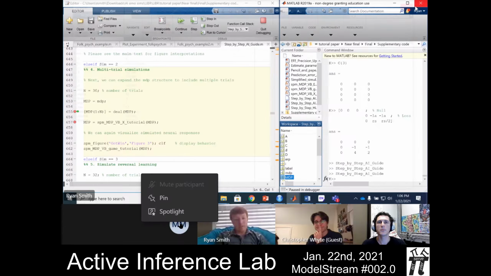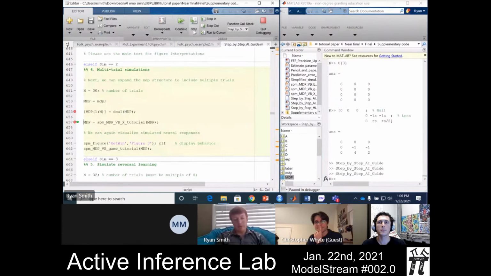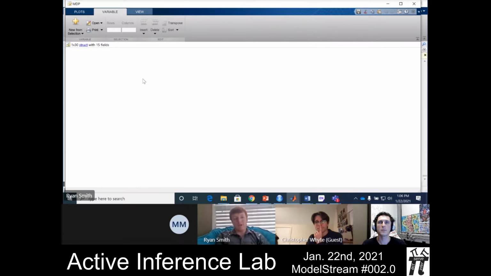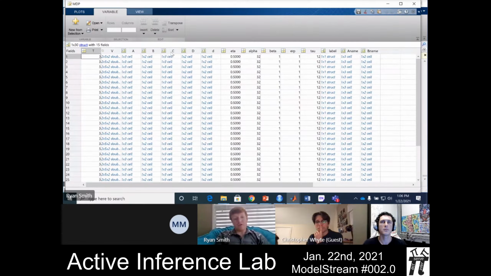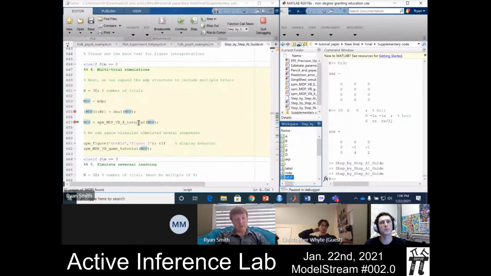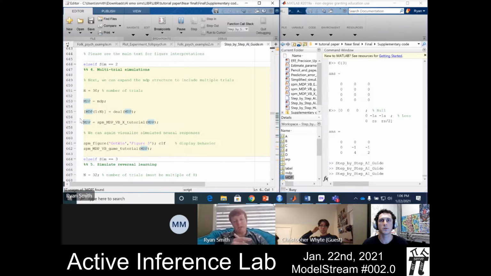Now, once I run this deal thing, then if I step, all of a sudden the MDP will look like this, where you can see that same structure is repeated in 30 rows. And this will all start out being identical. But what will happen now is if I run it through the VBX tutorial script, and this will take a second, it will run through the whole thing 30 times. And again, this will just take a sec.